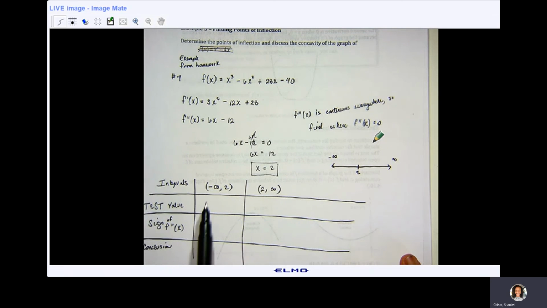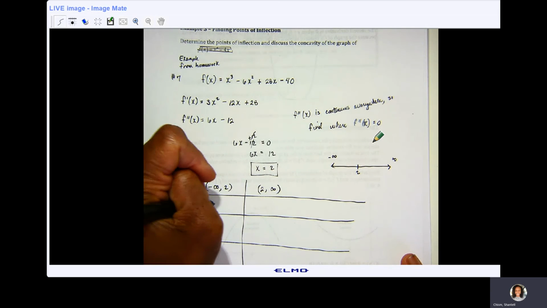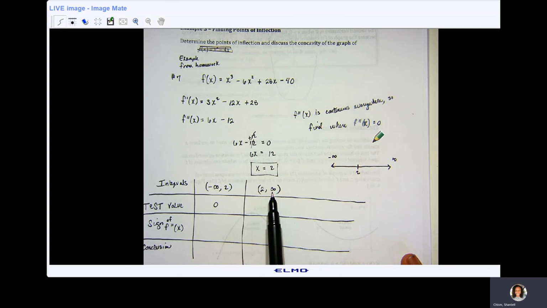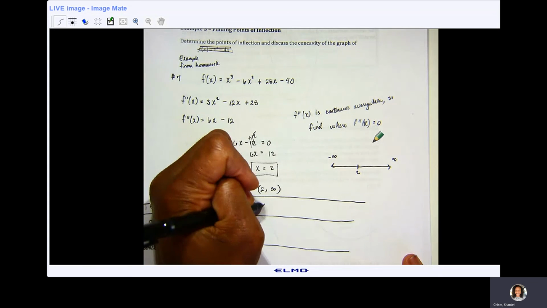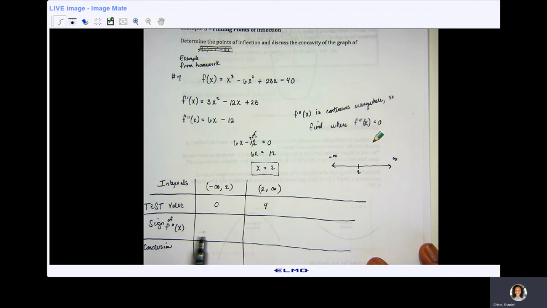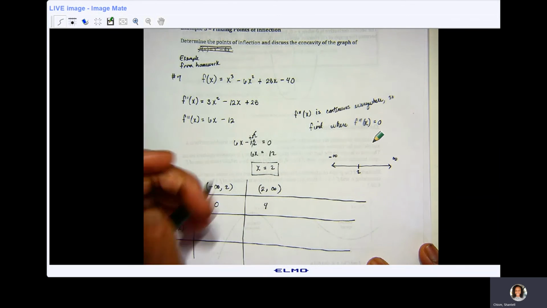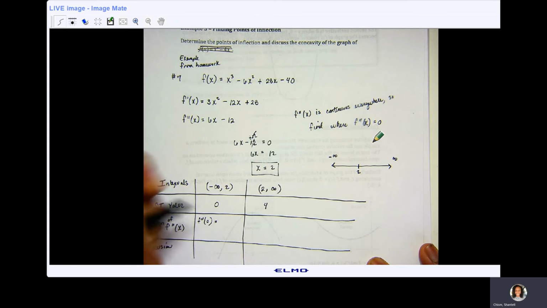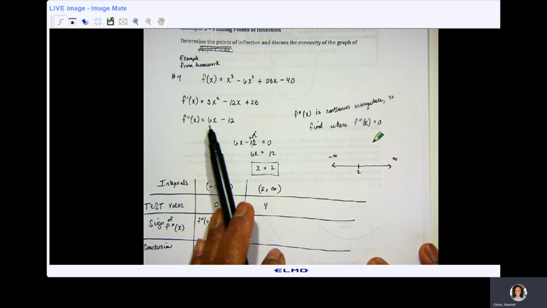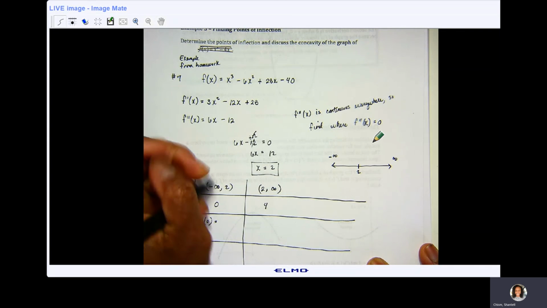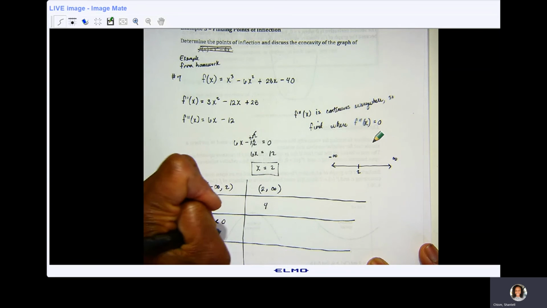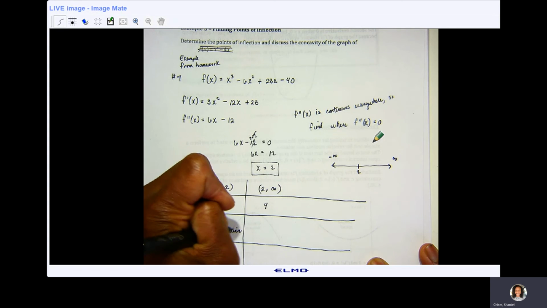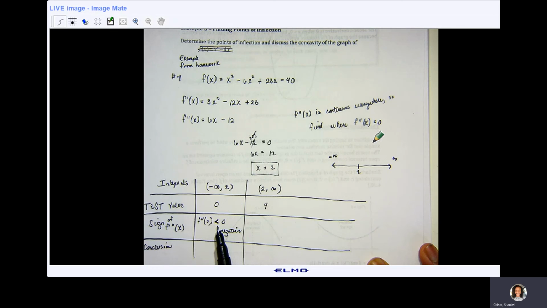All right. So looking at the test value, how about we use, anything really? I'm going from negative infinity to 2. How about we use 0? And then 2 to infinity, let's use 4. Anything will work though. So the sign of f double prime at 0. So f double prime right here. So 6 times 0 minus 12, that is less than 0. That is negative. It gives me a negative 12. So that is negative. Okay?